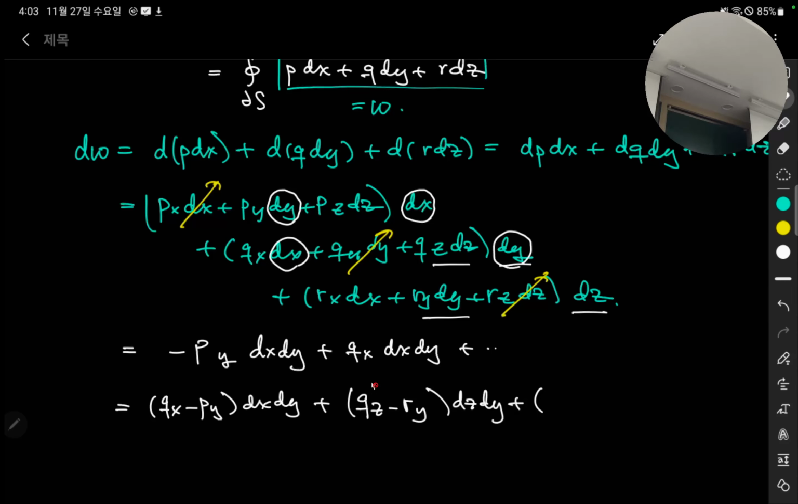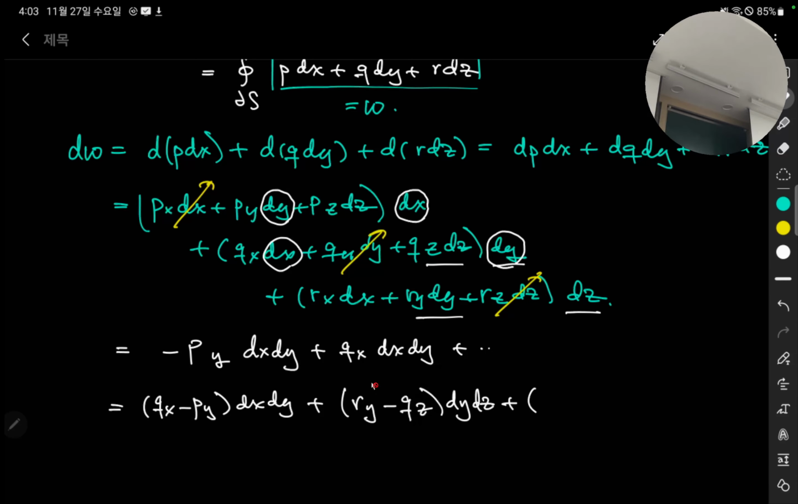And then what's next? Oh, sorry, so I want the yz, sorry. So I want y dy dz. So yeah, actually the first one is right. Yz means ry minus qz. And then the last one is what? Zx. So we need pz minus rx dz dx.